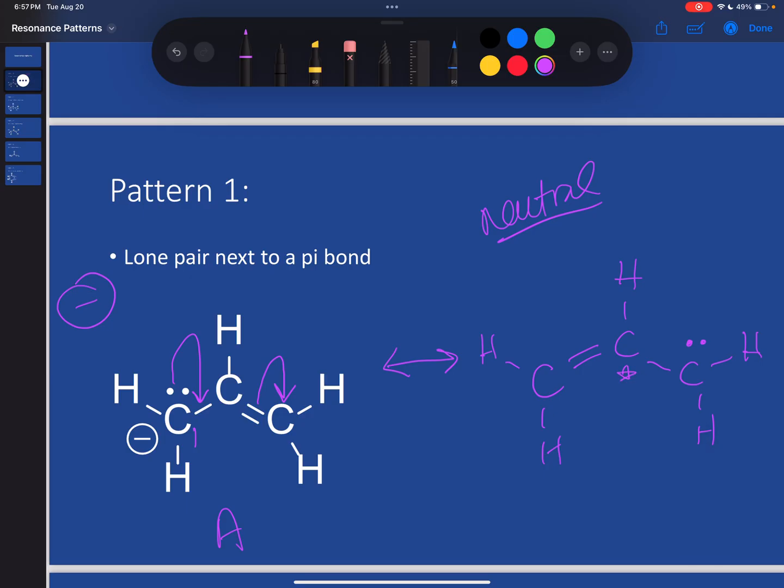The carbon here also has a complete octet and is neutral. But this carbon right here has a full octet, but we know that carbon prefers to have 4 bonds. So if we go through our formal charge calculation, I know that this carbon should be negative. So I now have a net charge of negative and my resonance structures match. So this would be the resonance structure for this compound with the lone pair next to a pi bond.